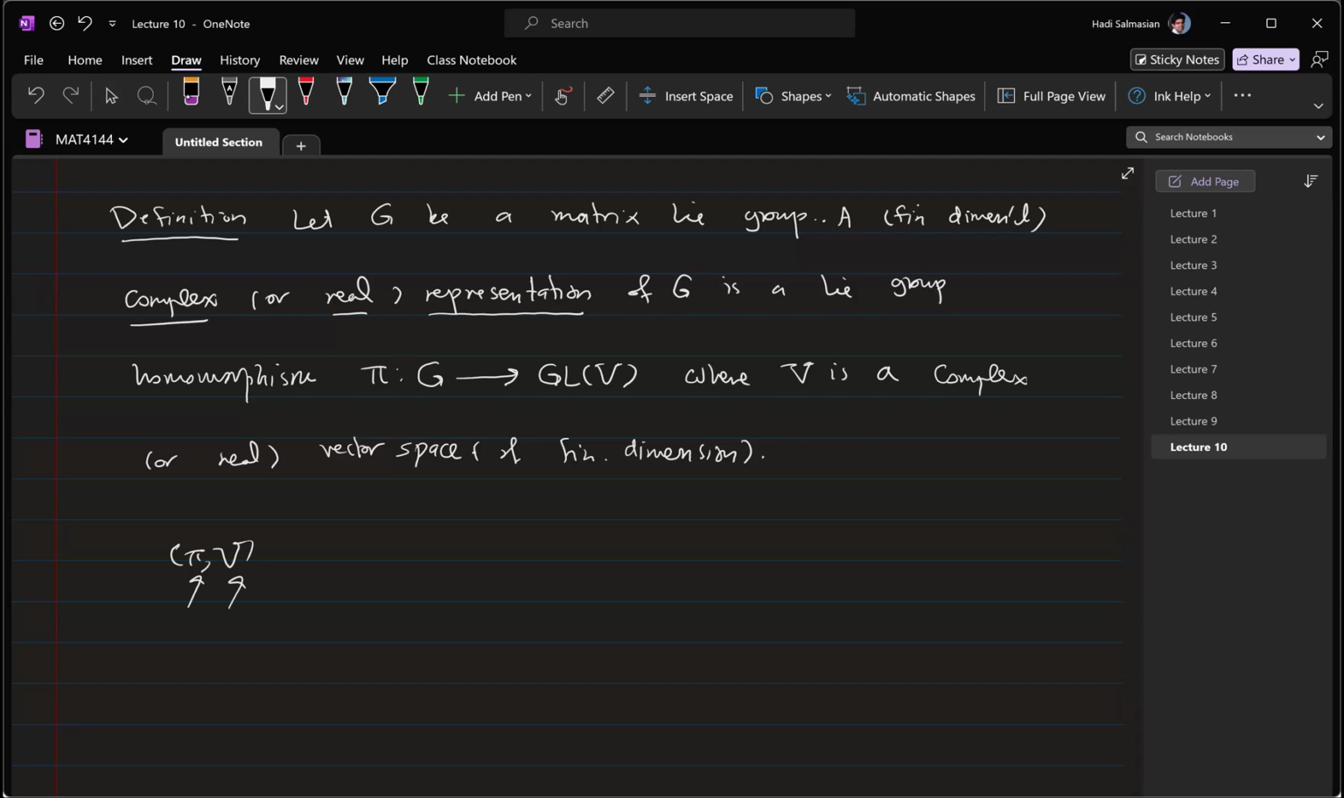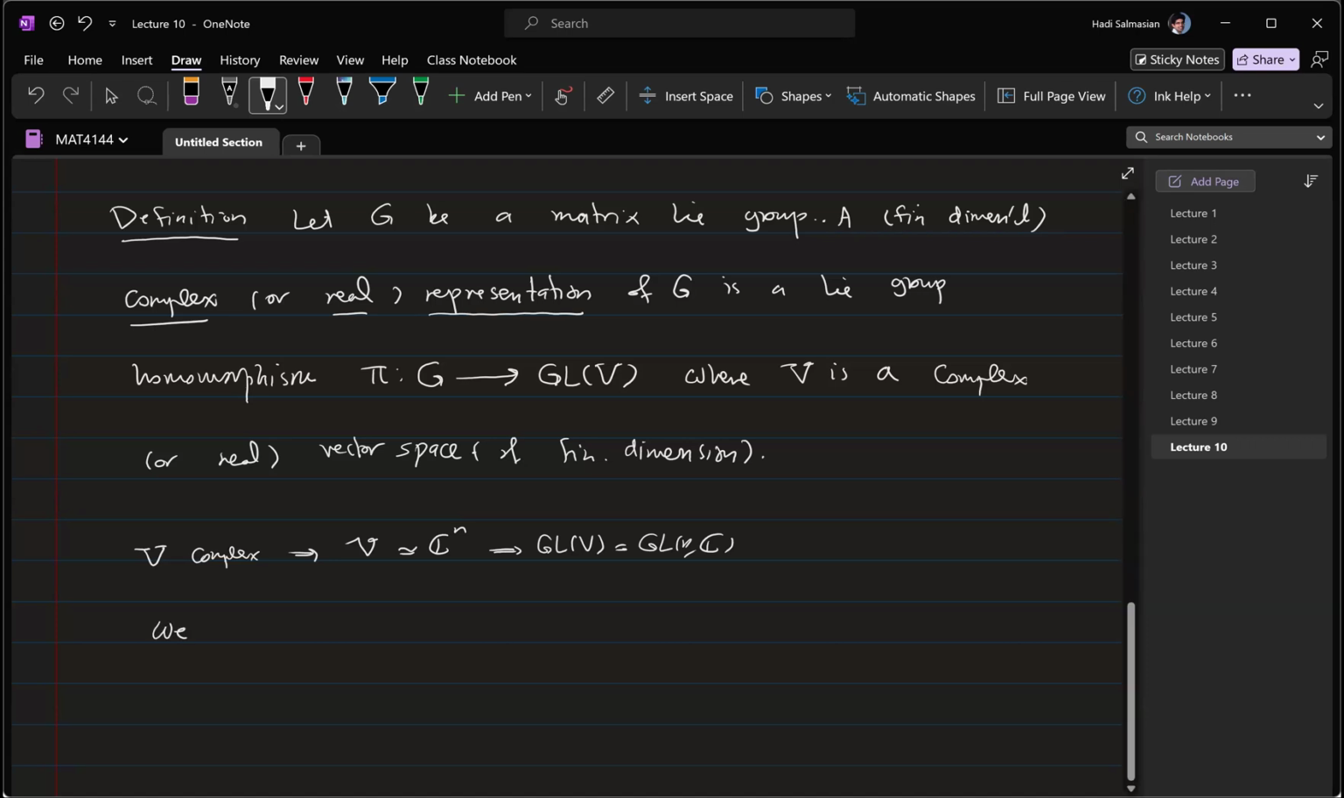And by the way, just to be clear, if V is a complex vector space of finite dimension, then it's just C^n for some n, and GL(V) is just GL(n, C). And if V is real, then V is R^n for some n, and GL(V) means GL(n, R), the real matrices which are invertible. Okay? So now a representation is denoted by this pair (pi, V), and as usual in module theory, we call a representation faithful if there's no kernel.